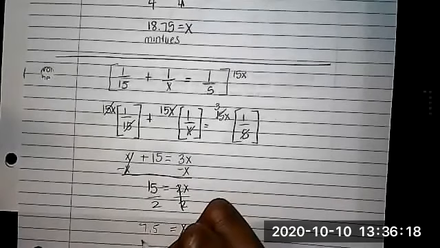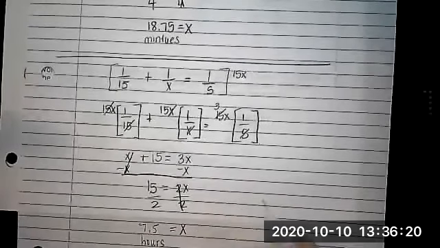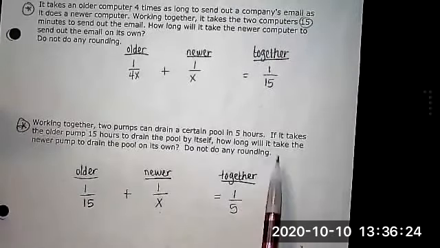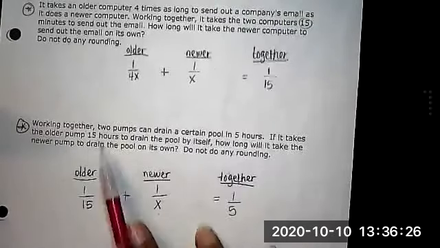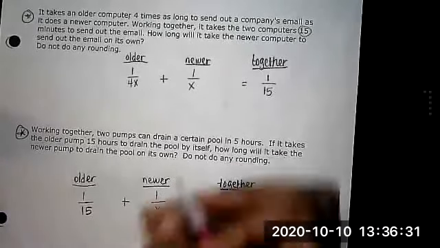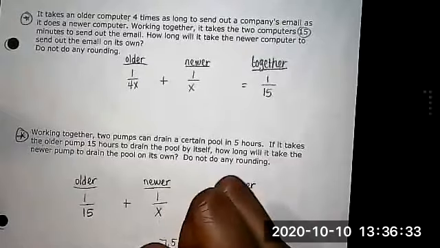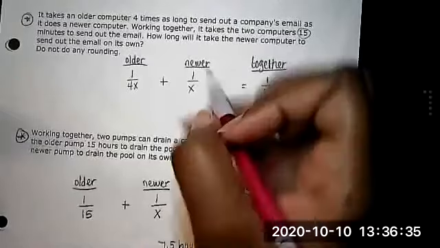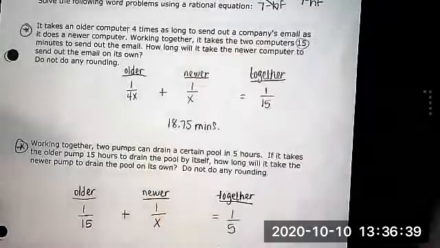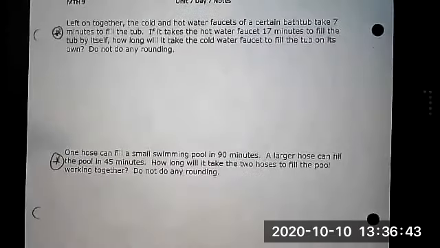So basically, it will take the newer pump 7.5 hours. And how do you know it's hours? Because that's what you're working with. It says if you have 5 hours, 15 hours. So how long will it take the newer pump? 7.5 hours. Okay, when we did the work. And up top, we said it was 18.75 minutes. All right. Let's go to the next one.